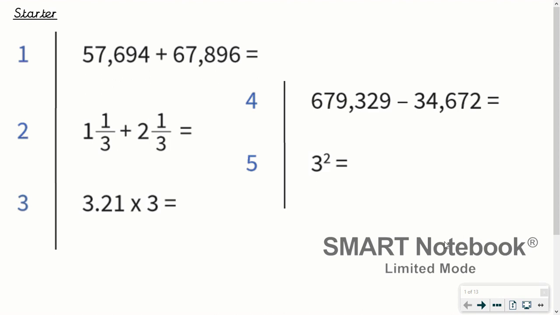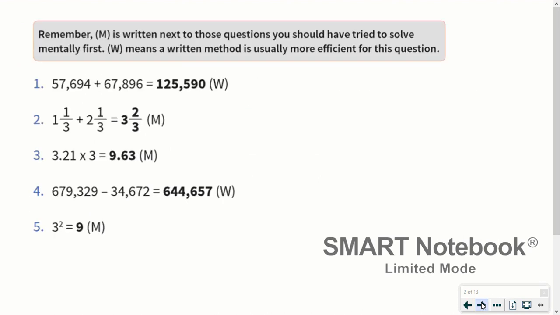Awesome. Right, let's go through some answers here. So the first one I would have done written because there was lots of exchanging. So 125,590 was your answer. Second one, we could have just added the whole numbers, 1 add 2 to make 3, and then the denominator would stay the same because we're adding fractions, and then 1 add 1 is 2, so 3 2/3.